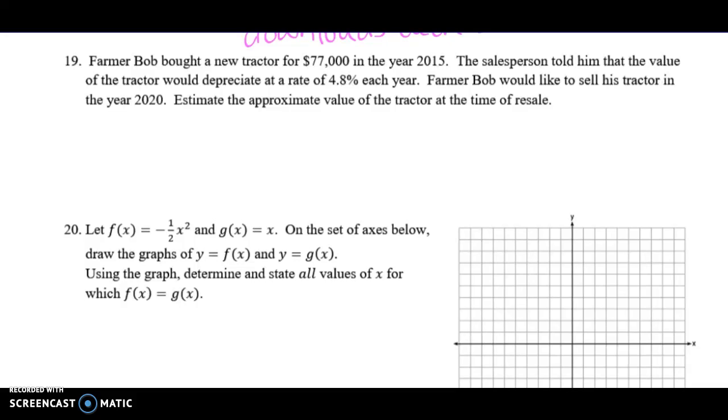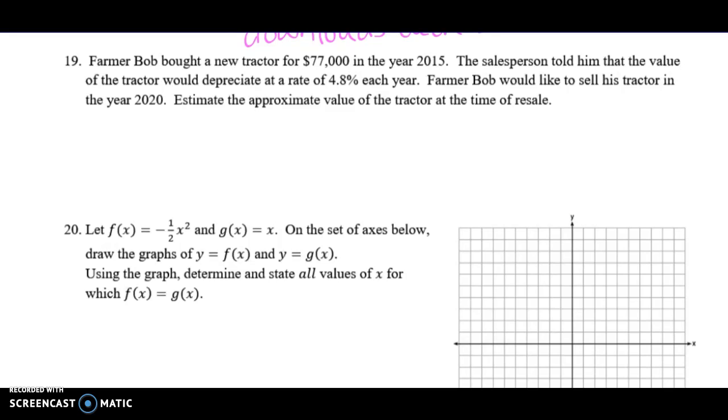Okay, welcome back. We are on part 4 for the Module 3 practice test number 2, looking at question 19. Farmer Bob bought a new tractor for $77,000 in the year 2015. The salesperson told him that the value of the tractor would depreciate at a rate of 4.8% each year. Farmer Bob would like to sell his tractor in the year 2020. Estimate the approximate value of the tractor at the time of resale.